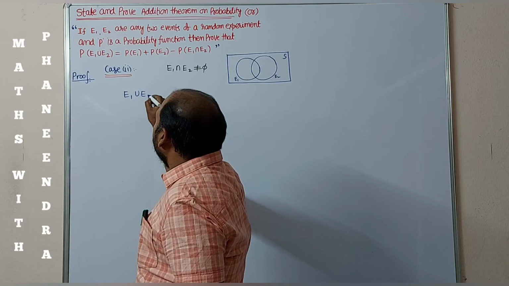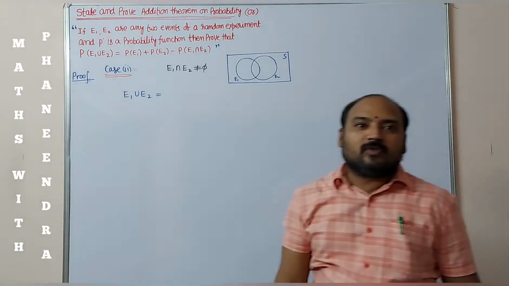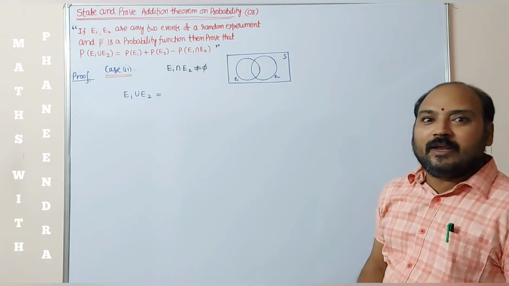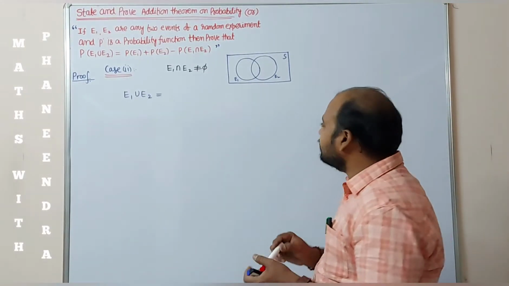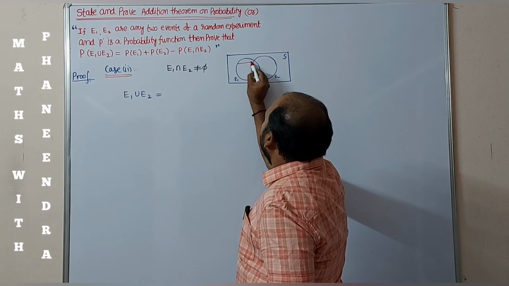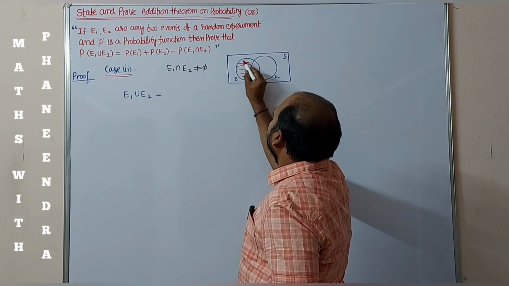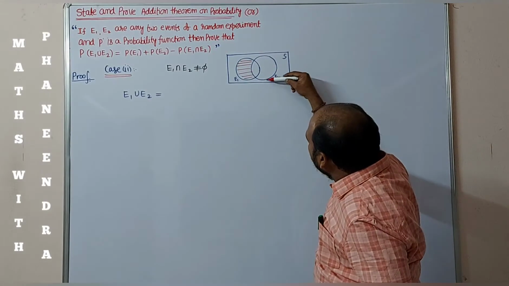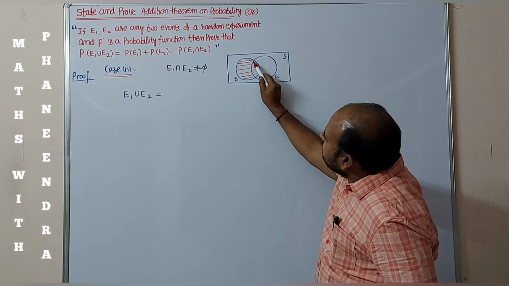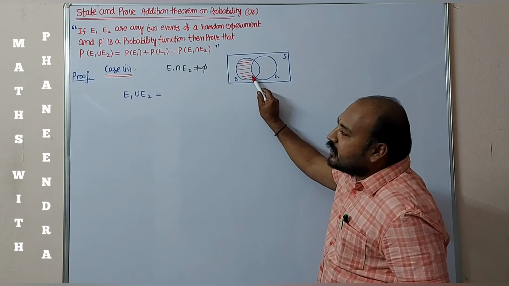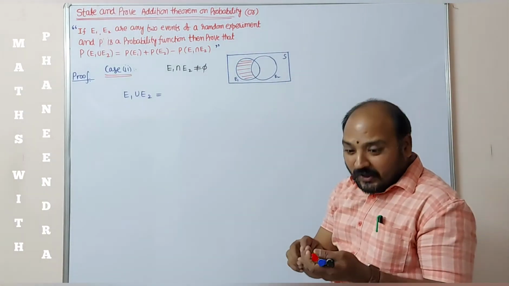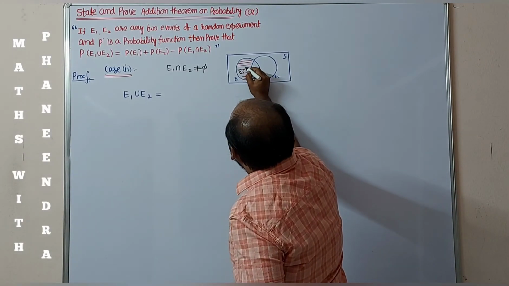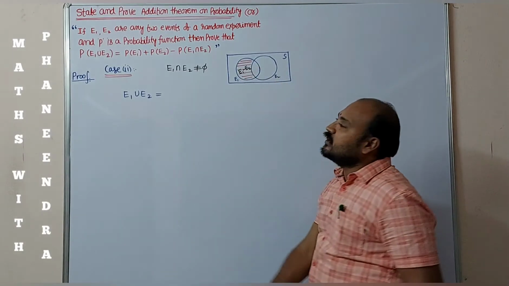E1 union E2 can be written as follows. Observe carefully, dear students. In this part, in this E1 event, E2 is not included, no? So till here it is only E1, E2 not included. E2 not included means E1 minus E2. This part is E1 minus E2.